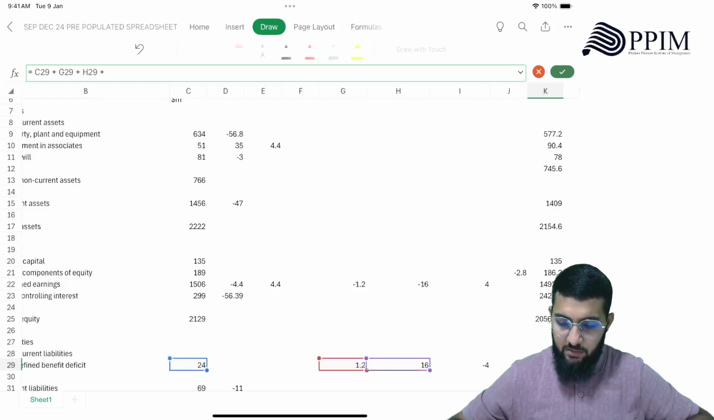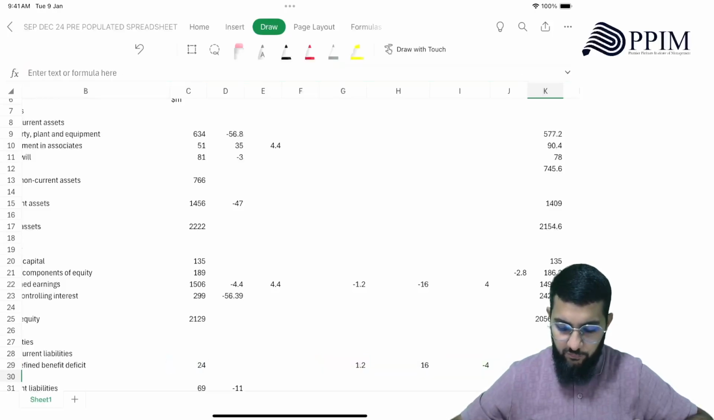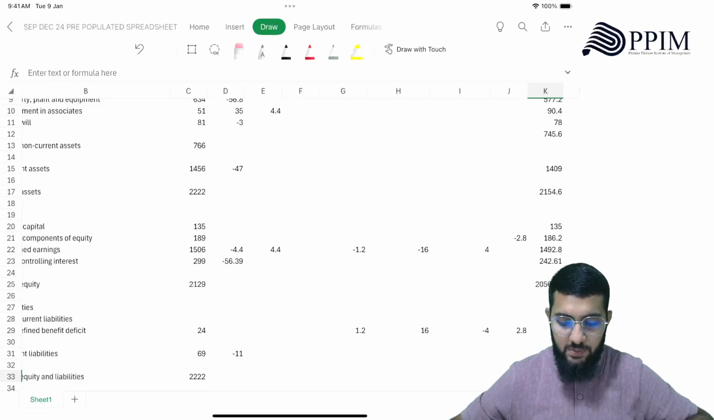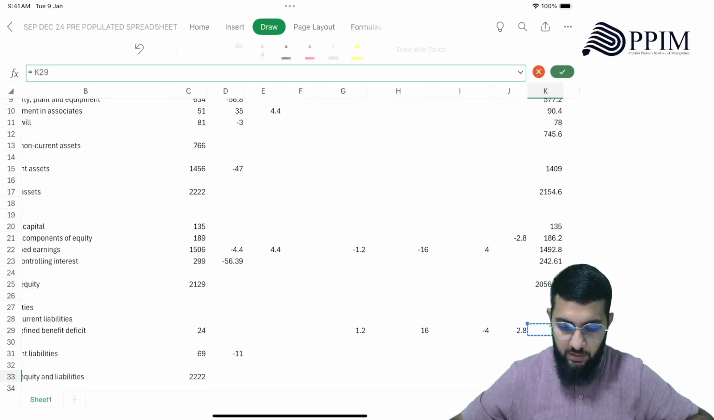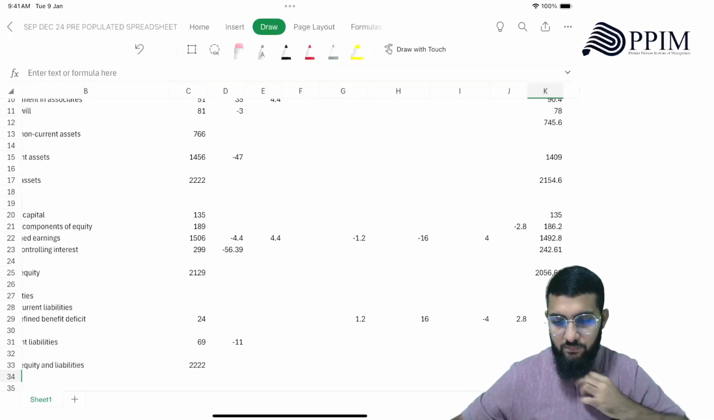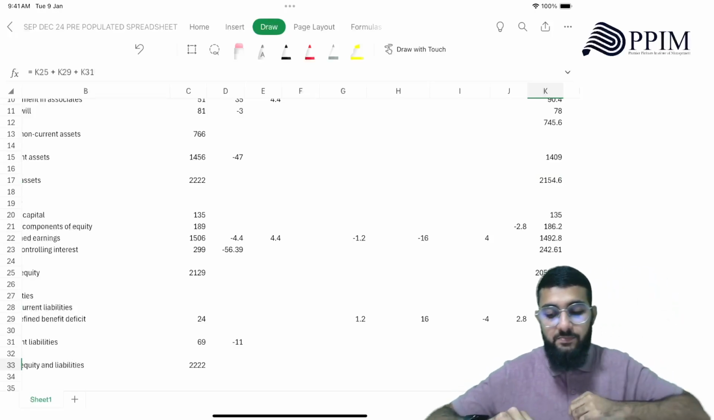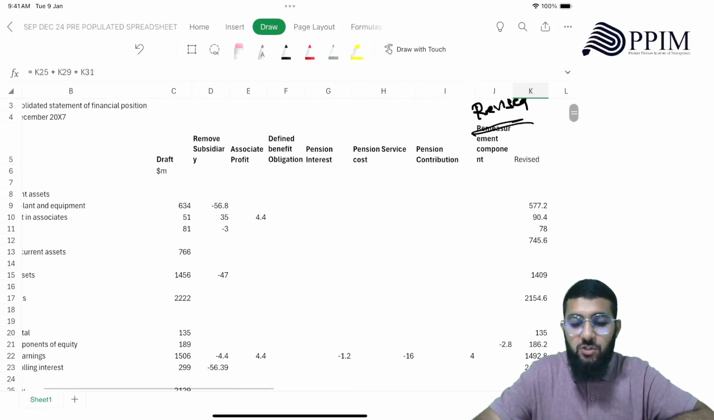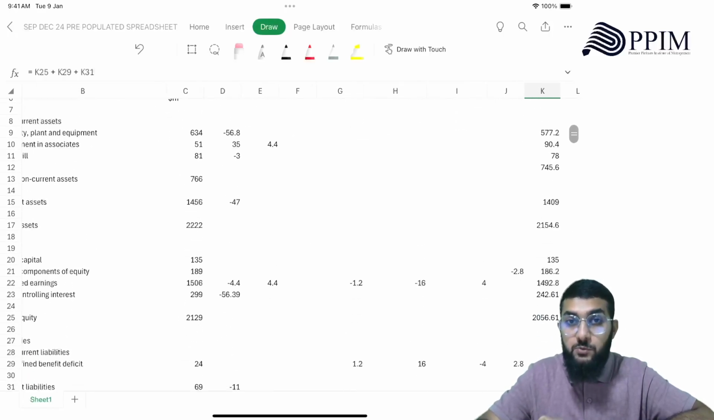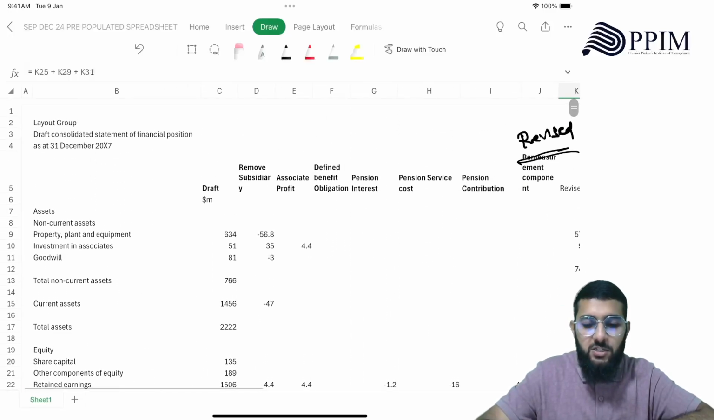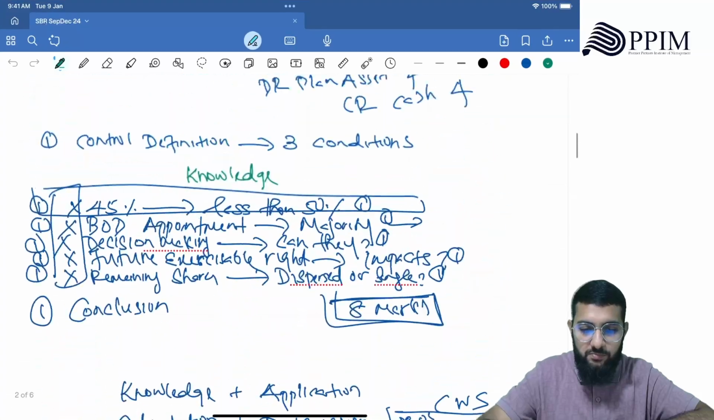These are non-current liabilities, 40. We remove the current liabilities because we are eliminating the subsidiary. We would have consolidated that. This is our total equity plus liabilities. There we go. It balances, 2154.6 to 2154.6. Okay. So this is how we make the adjustments. So be very careful with pluses and minuses when you are adjusting a pre-populated spreadsheet. Okay. So this is how you answer this question.